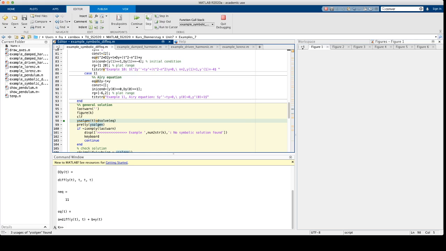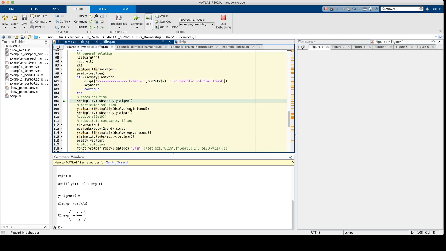So this will give the general solution, which has the form you can see in the command window: C1, integration constant C1 times the exponential of minus bt over a. Let's check the solution by substituting it back into the equation. This should give a function that is identically 0. This is indeed the case.